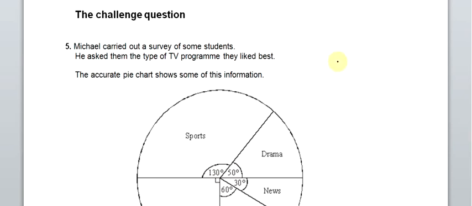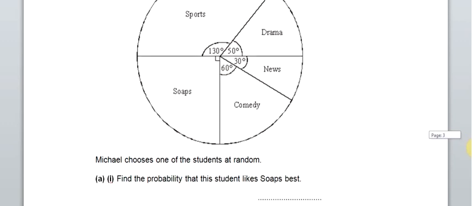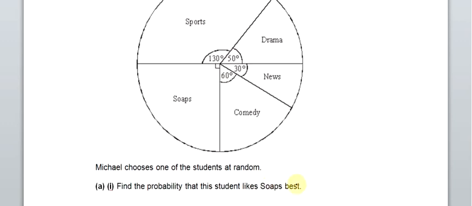Okay, the challenge question. Michael, oh, who is Michael? You know who you are. Carried out a survey of some students. He asked them the type of TV programme they like the best, and here's the pie chart he drew. Well, he chooses one student at random. Find the probability that this student likes soaps best.